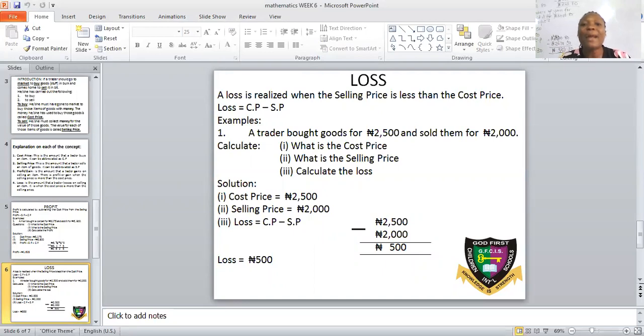Examples. A trader bought goods for 2,500 naira and sold them for 2,000 naira. Is that not a shortage? That's a loss.